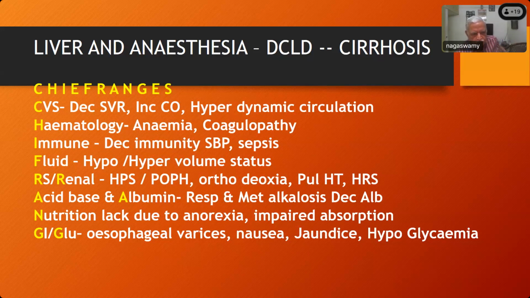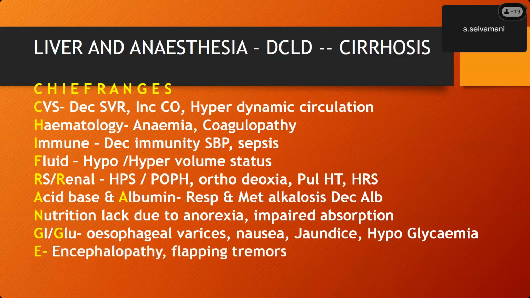Whereas in the respiratory system, they can ask you all about hepatopulmonary syndrome, portopulmonary hypertension, orthodeoxia. So you have to be thorough with these questions. And acid base, the albumin changes, nutrition lack, and in the GI system, esophageal varices, nausea, and jaundice. And glucose, commonly they go for hypoglycemia because the liver is not able to store glycogen once it is damaged.